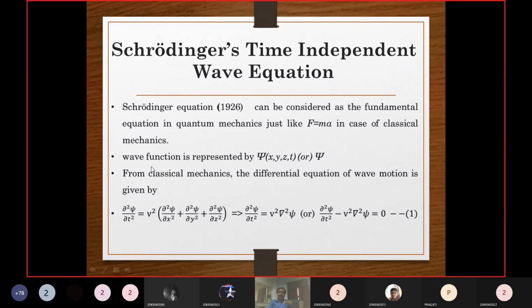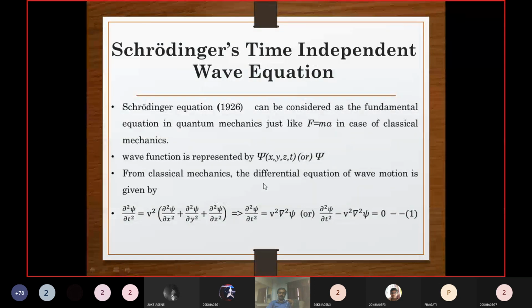Already we know the wave function. What is a wave function? For explaining the motion of an electron, we consider the wave function psi(x, y, z, t). If we take three dimensions, we take x, y, z. If we take only one dimension, we take only psi(x, t). Simply, we will pronounce this as psi.